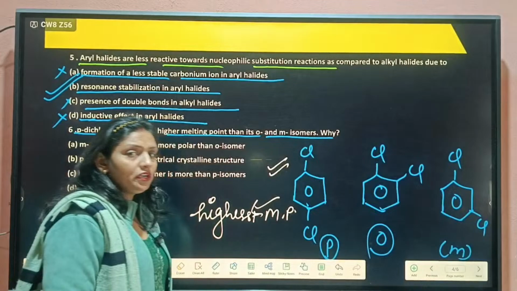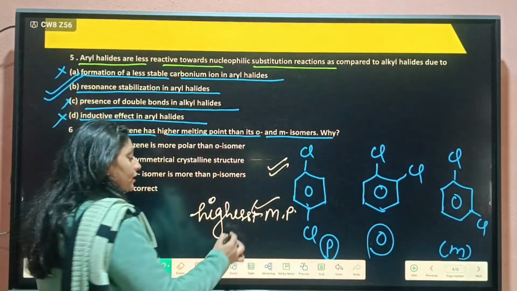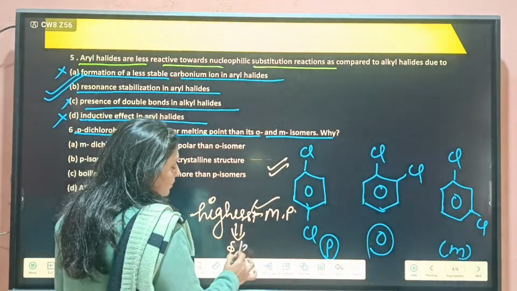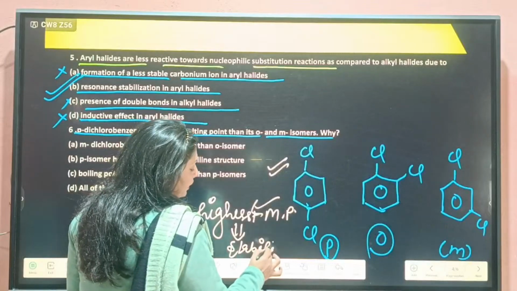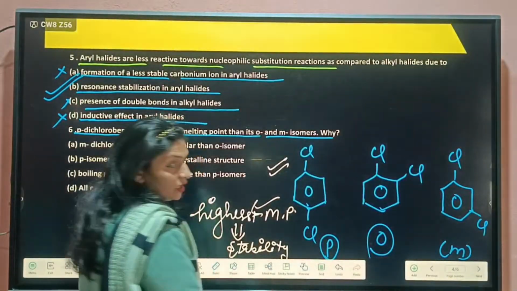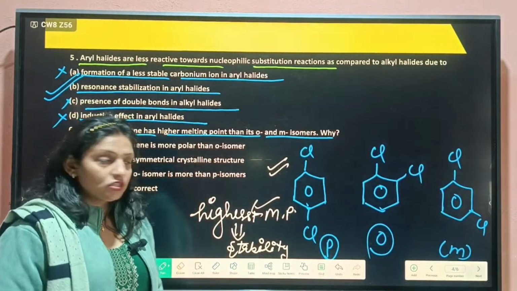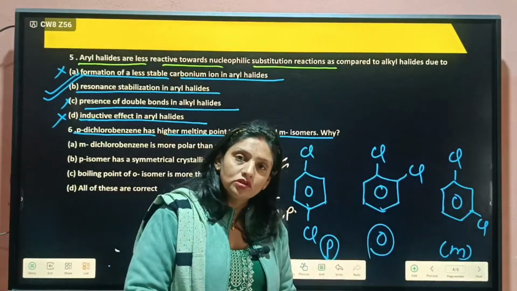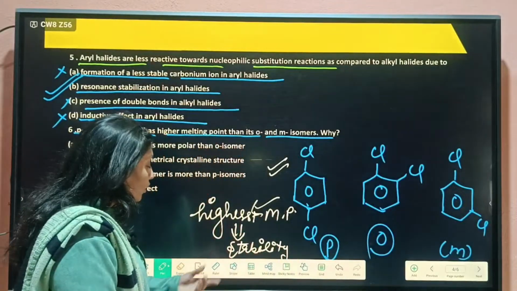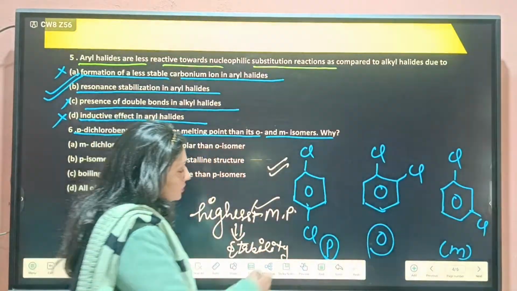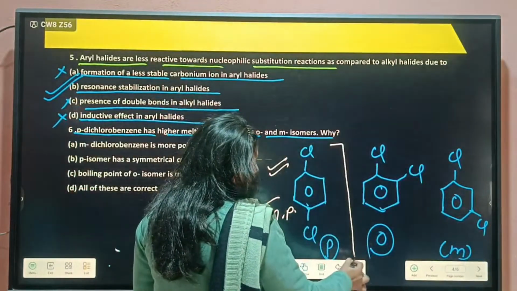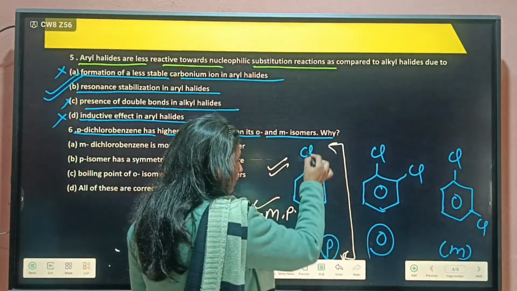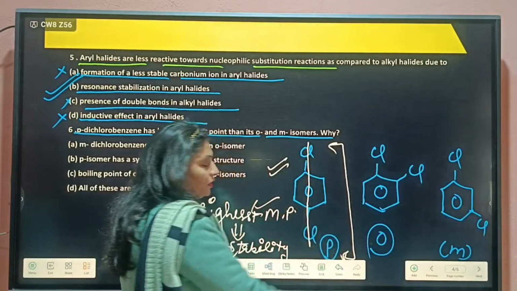Students, melting point, boiling point, they depend on stability. They are directly proportional to the stability. If any compound is more stable, then its melting point will also be high. Its boiling point will also be high. Okay. Then you can go. Here, this one, para is more stable. Why is it more stable? Because it is showing symmetry.